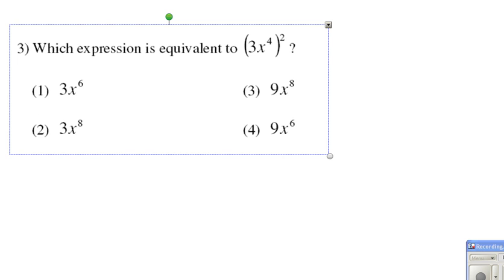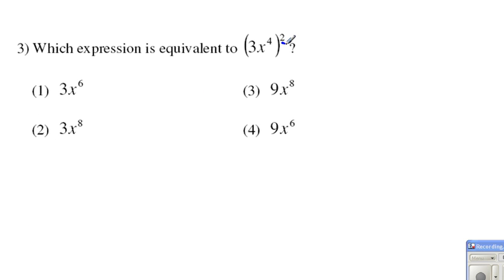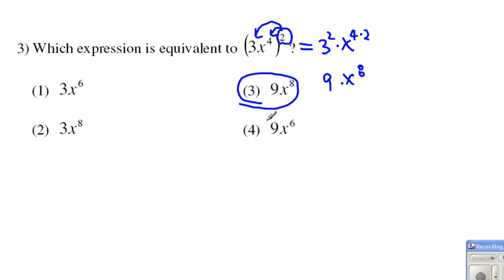All right, let's move on. Number 3. Now, this square will be in fact distributed onto 3 and also 4 in a way that we will have 3 squared times x to the 4 times 2. That means 3 squared becomes 9 and 4 times 2 becomes 8. So this becomes our final answer, which is choice number 3.